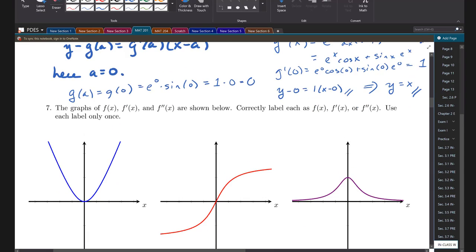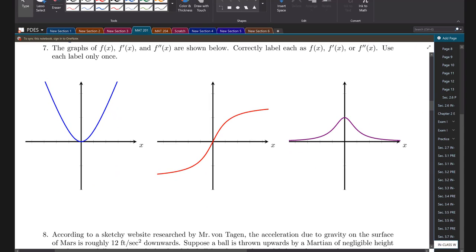Number 7 is a classic problem where I give you 3 graphs and I ask you to figure out which one is the derivative of which. Okay? There's probably many different strategies for how to do this. My recommendation is to pick one graph and then see if you can find its derivative. There's no real hard and fast way of doing this, but because I tell you that you're supposed to use each label only once, you can use a little bit of elimination in this procedure as well.